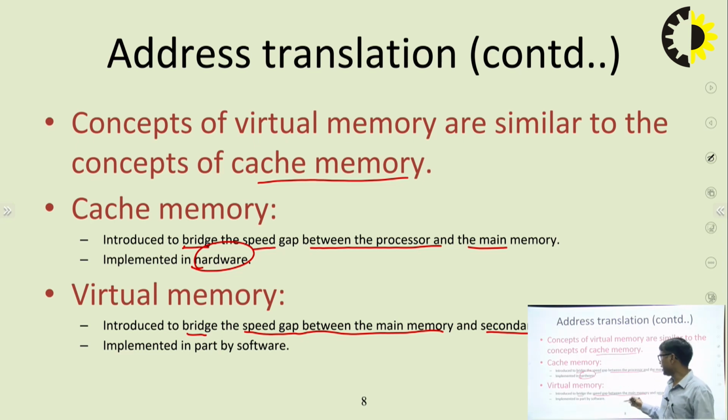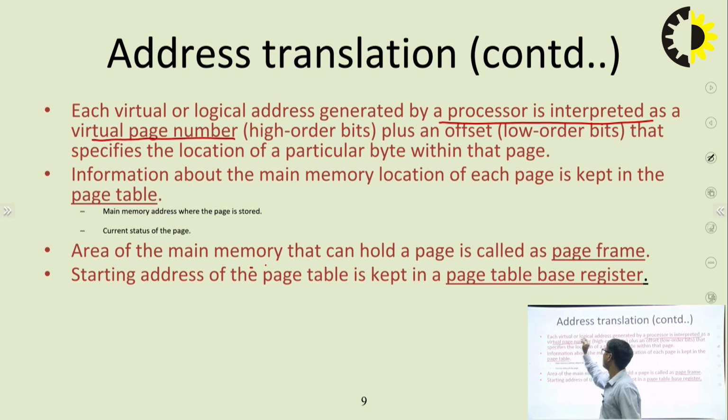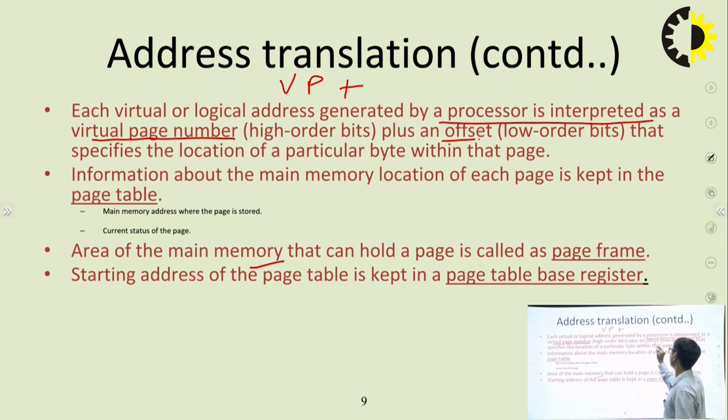Similarly, with virtual memory, if a page is not available, I have to go back to the secondary storage, bring the page and store it in the main memory. An important thing is that it is not totally a hardware concept; it is a hardware plus software concept, implemented partly by software. Each virtual or logical address generated by the processor is interpreted as a virtual page number. So there are two parts: the virtual page number, and the second part is the offset.